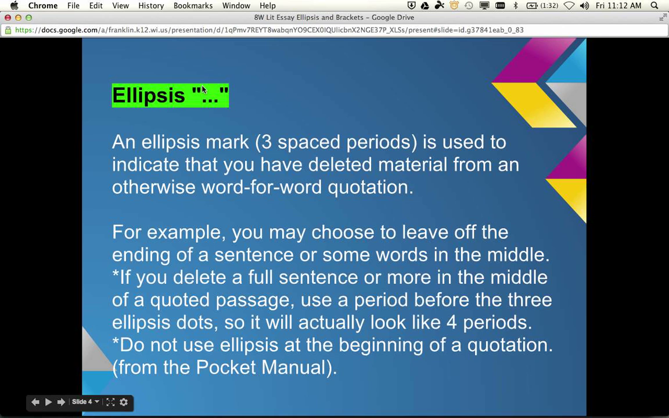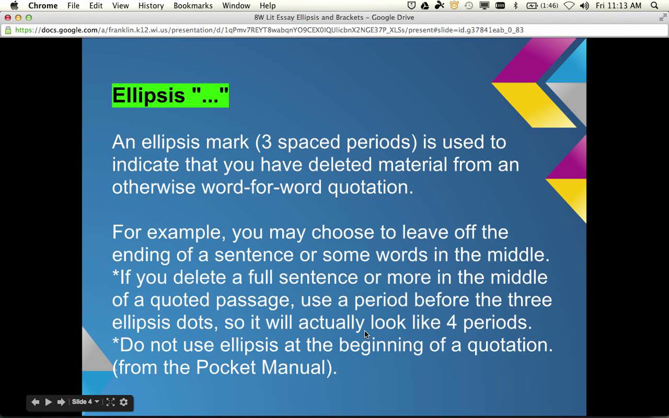An ellipsis is just this, 3 little dots, okay? It's 3 spaced periods, and it's used to indicate that you have deleted material from an otherwise word-for-word quotation. For example, you may choose to leave off the ending of a sentence or some words in the middle. If you delete a full sentence or more in the middle of a quoted passage, use a period before the 3 ellipsis dots, so it will actually look like 4 periods.